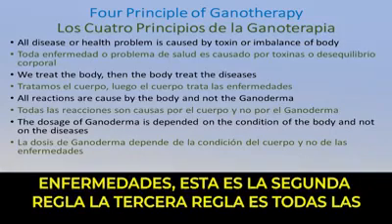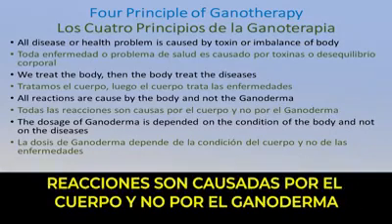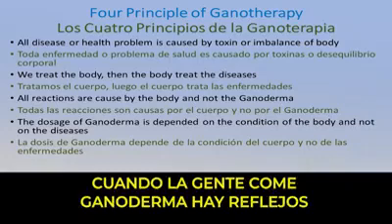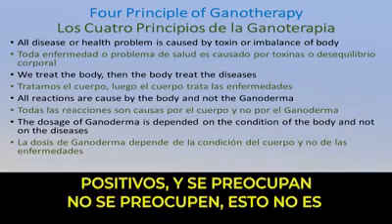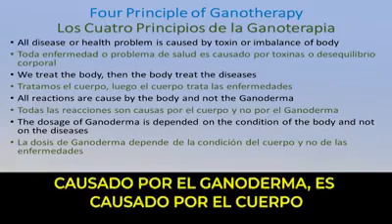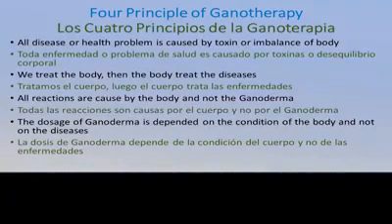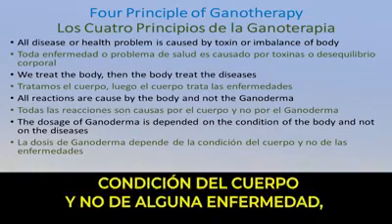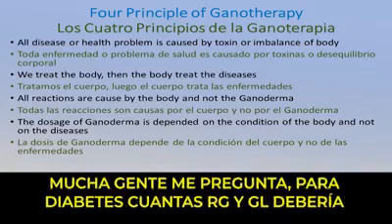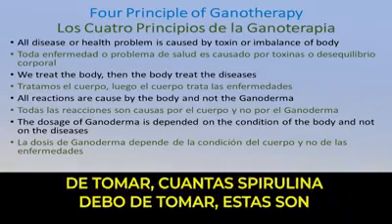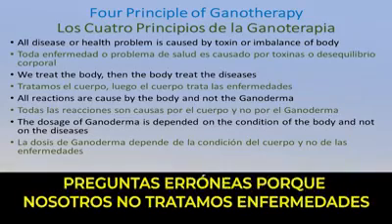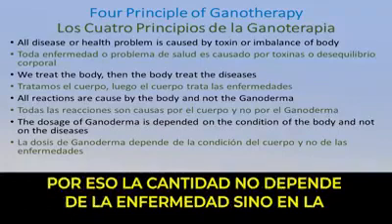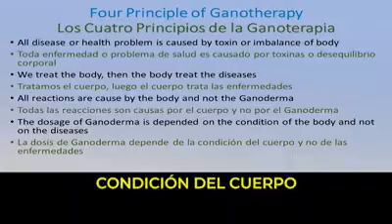The third rule is that all reactions are caused by the body and not Ganoderma. When people take Ganoderma, there are a lot of ailment reflections, there are reactions, then they get worried. Do not get worried, this is not caused by Ganoderma. It is caused by the body. The fourth rule is that the dosage of Ganoderma is dependent on the condition of the body and not on the disease. Many people ask me, okay, for diabetes, how many RGGL should we take? How many spirulina should we take? These are wrong questions, because we do not treat disease. That's why our dosage does not depend on the diseases, but on the condition of the body.